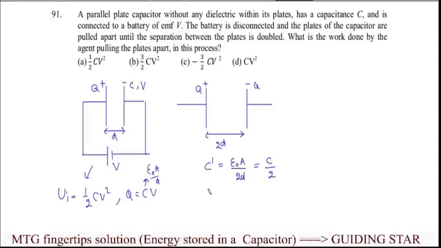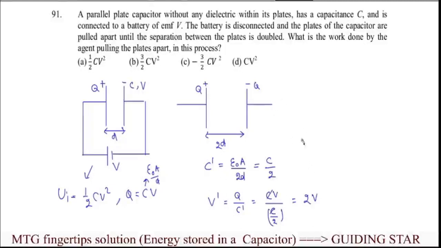And similarly, what will be the potential difference across the plates? Let it be V prime. So V prime will be equal to Q by C prime. What is the value of Q? Q will be the same as the previous one, so it will be CV divided by C prime, which is C by 2. So C will get cancelled, and it will be 2V. So the new potential difference across the plates will be 2V, which is increased.